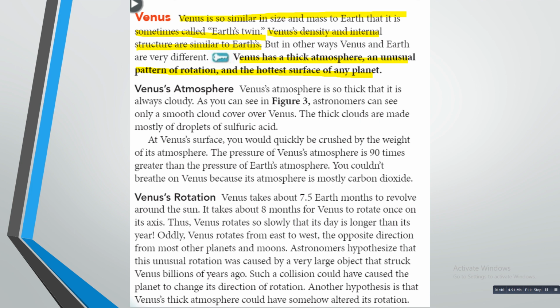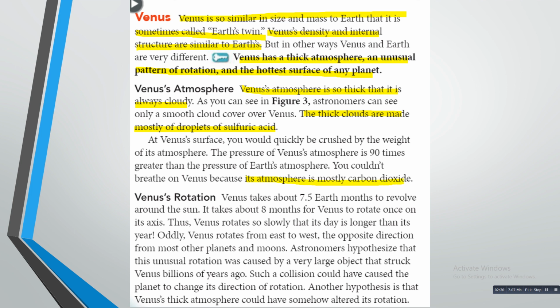Venus's atmosphere is thick and cloudy, so it's covered with very, very thick clouds. These thick clouds are made mostly of droplets of sulfuric acid. That tells you that the atmosphere of Venus is acidic, because the clouds which cover the planet are mostly droplets of sulfuric acid, which is obviously acidic in nature.